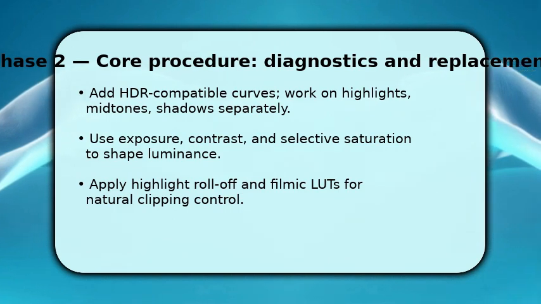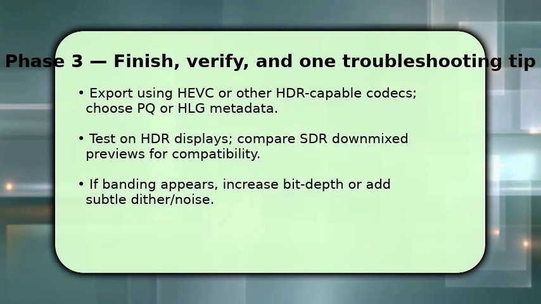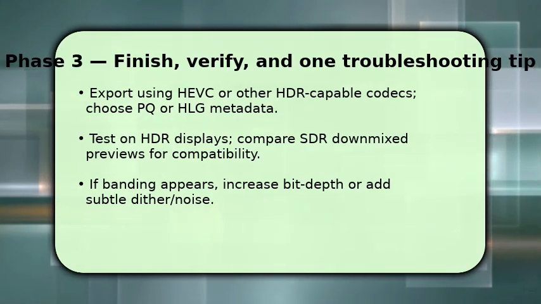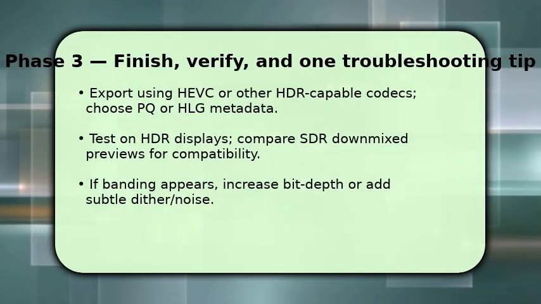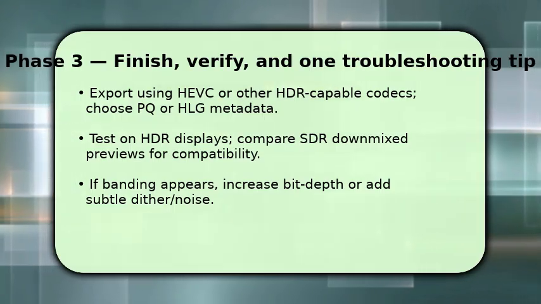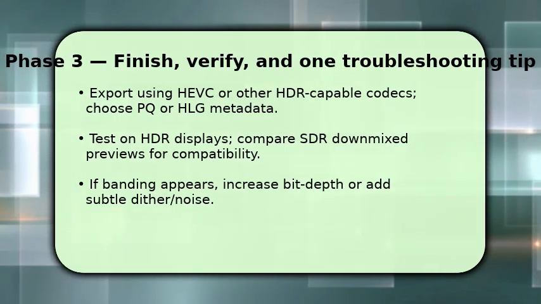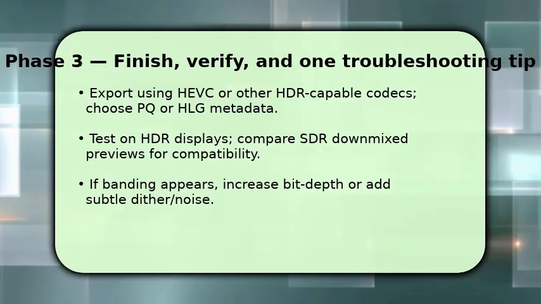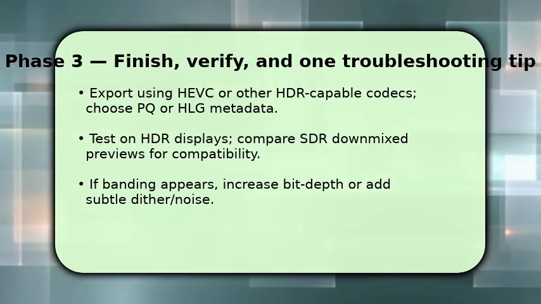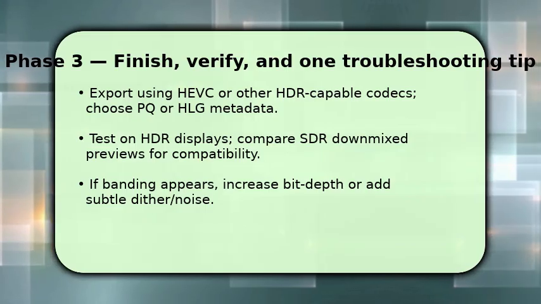If possible, finish by exporting with an HDR-capable codec like HEVC and embed PQ or HLG data as required by your target platform. You should test the file on an HDR screen and also check an SDR downmixed preview to ensure compatibility. If you see banding or posterization, increase bit depth, add subtle dither, or reopen the timeline to adjust curve slopes. These steps reduce artifacts.